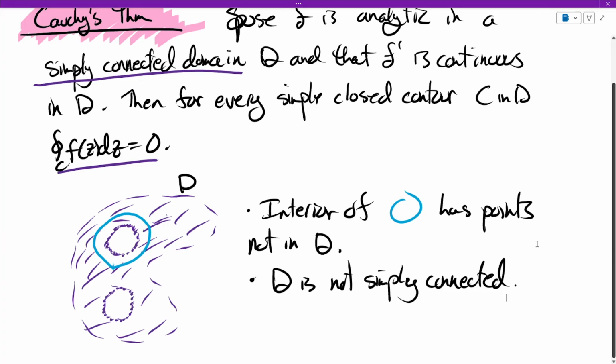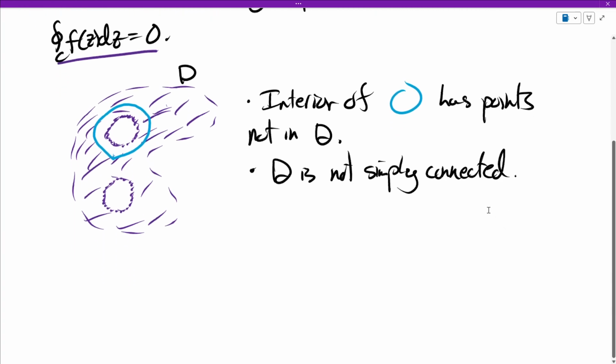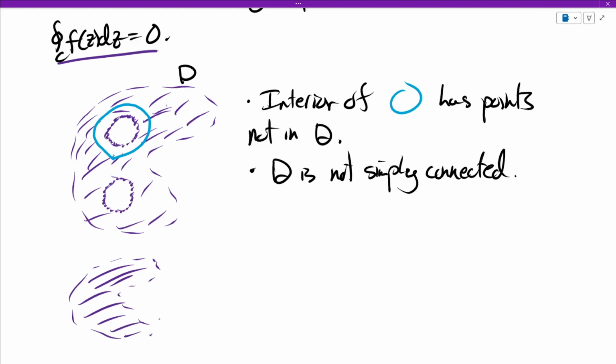So what is an example of something that is simply connected? Well, it's basically an open area in the plane, open and connected because a domain needs to be open and connected, but it doesn't have any holes in it. So an example of something that is simply connected is if I were to draw this shape and just shade in everything. Then any closed contour you were to draw here would necessarily have only points in the domain inside of it. So this guy, let's call this D prime. This one is simply connected.